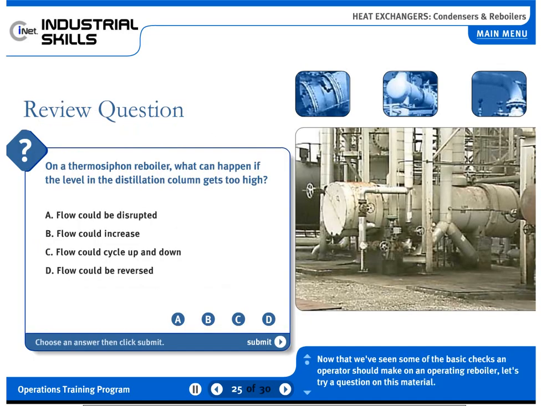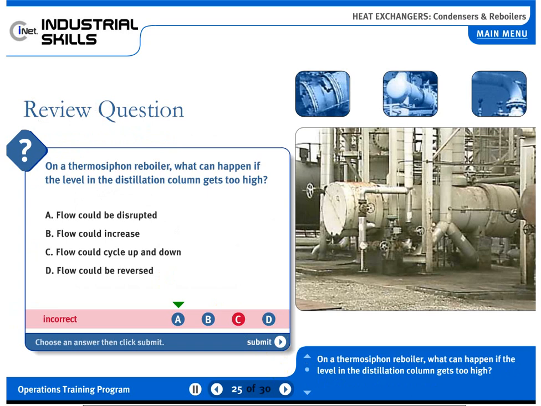Now that we've seen some of the basic checks an operator should make on an operating reboiler, let's try a question on this material. On a thermosiphon, no, that's incorrect. If the level in the column gets too high, the reboiler return line could be blocked, and the flow through the reboiler could be disrupted.